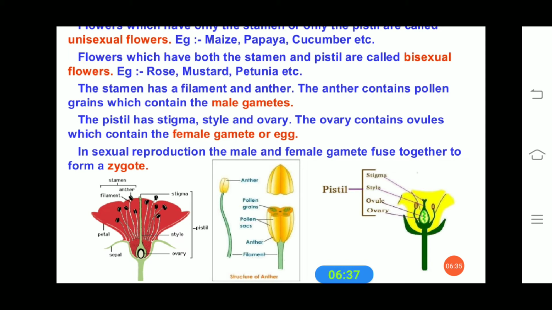Students, in the anther we can see pollen grains. So what are these pollen grains? The stamen has a filament and anther. The anther contains pollen grains, which contain the male gametes, we can say male cells. So the male cells are present in the pollen grains.